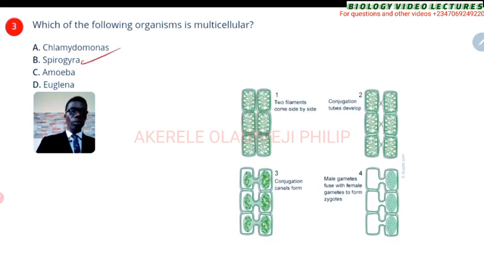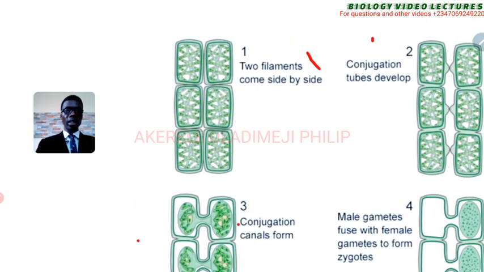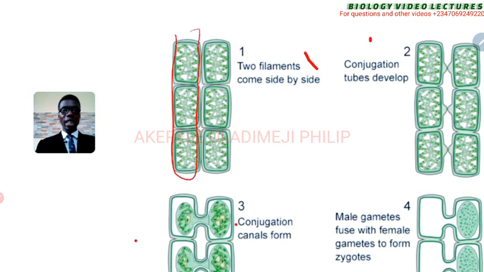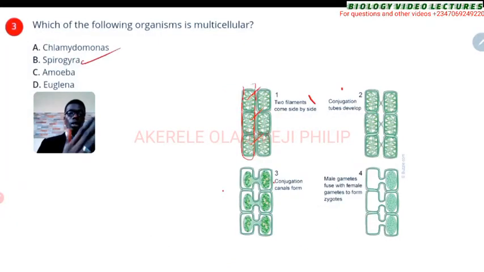This is the filament of Spirogyra, so to say. So you can see this is a single filament that is made up of different cells, so to say, each of those cells has their nucleus in it. All right, this one is just trying to talk about conjugation in Spirogyra. I talked about it probably in a previous video.